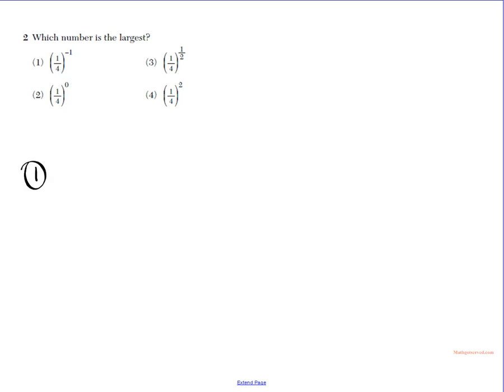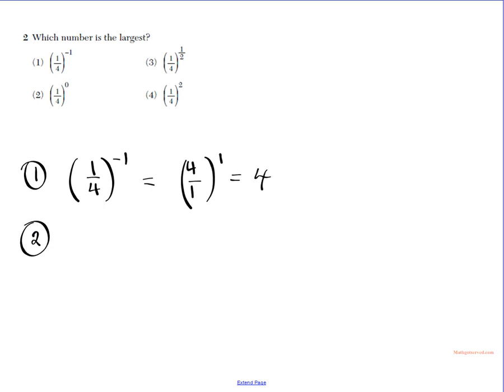Number 1, we have 1/4 raised to the -1. If you have a negative exponent, all you need to do is reciprocate. The denominator goes to the top, and the numerator comes to the bottom. So this is simply 4/1 raised to the first power, and your final answer is 4.